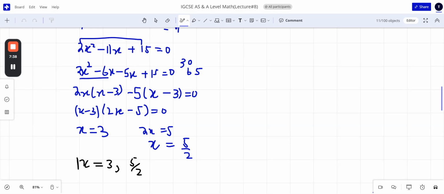These are quadratic equations, so the highest degree is 2 for a quadratic equation. It means we will always get two solutions.